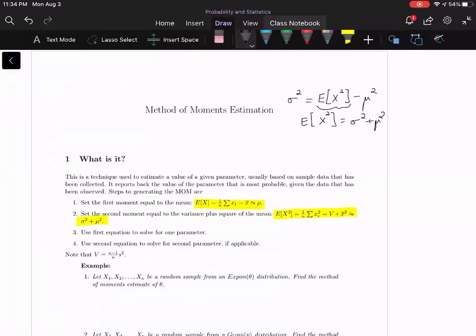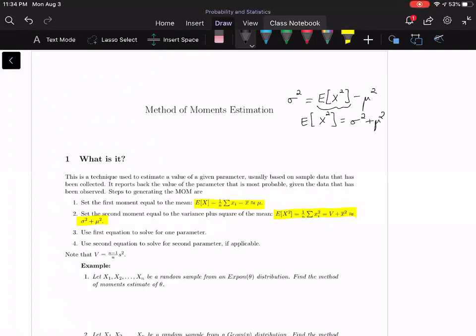You would use the first equation in order to solve for one parameter. You'd use both equations to solve for two parameters if you have that scenario, which we will have in this handout. I'll see if we get to it this lesson, but it'll come up. And if you had, for some reason, 3 parameters or more, then you'd use the third, the fourth, and the fifth moments. Typically 1 or 2 parameters are what you'd be faced with.